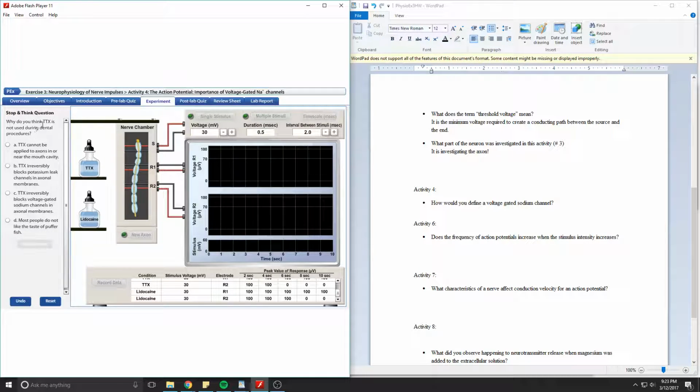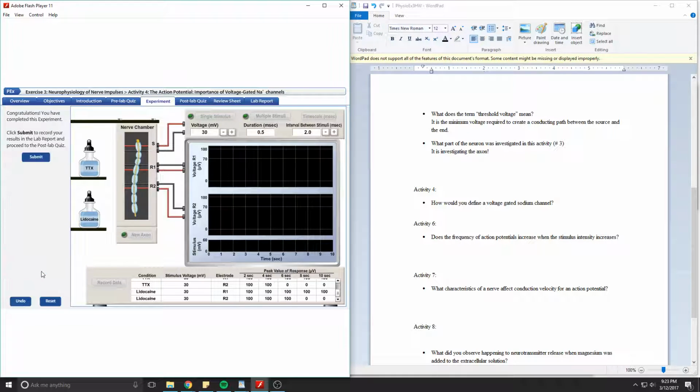Why do you think TTX is not used during dental procedures? I'm going to say it irreversibly blocks, maybe because it has lasting effects. Okay, it does.